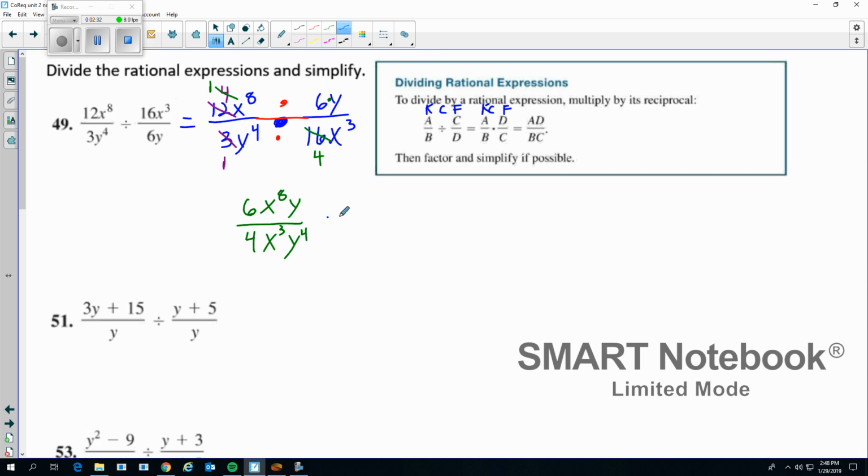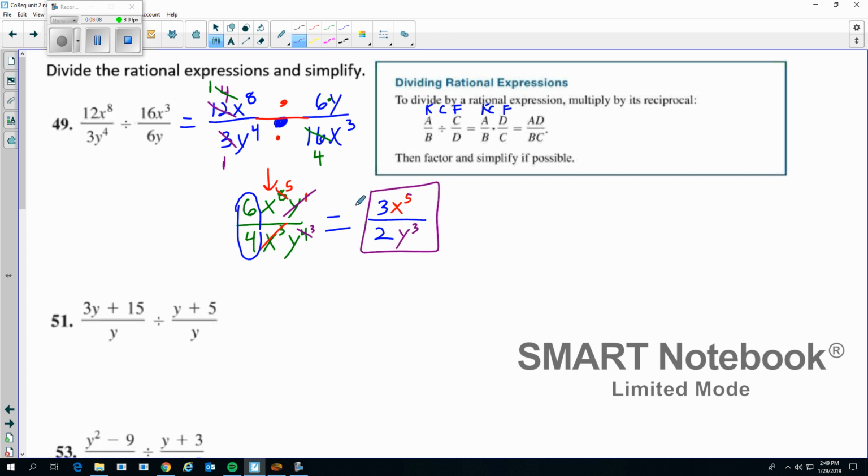Then I can reduce this a little bit further. Looking at the numbers, those are both divisible by 2, so I'm going to be left with 3 over 2. Looking at the x's, I can cancel these 3 with 3 of these, so that leaves us with x to the power of 5. Then this y has an understood 1 right here. We'll cancel this out with one of those, so there's only a y to the 3rd power on bottom. And there you go.